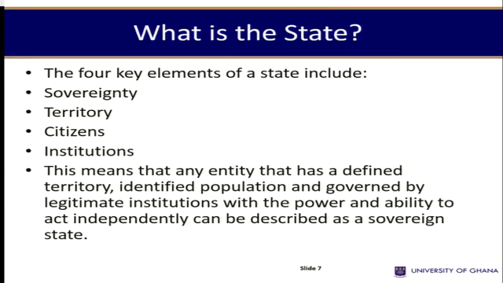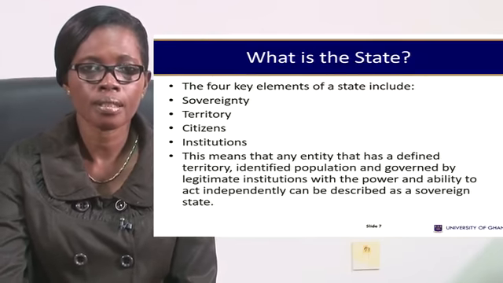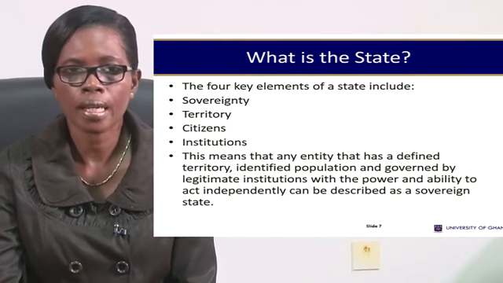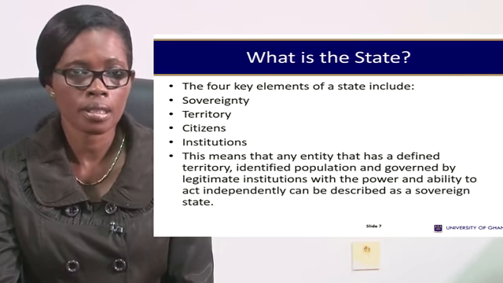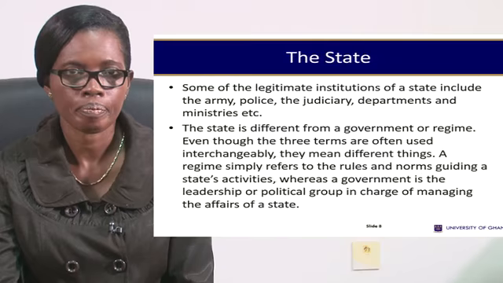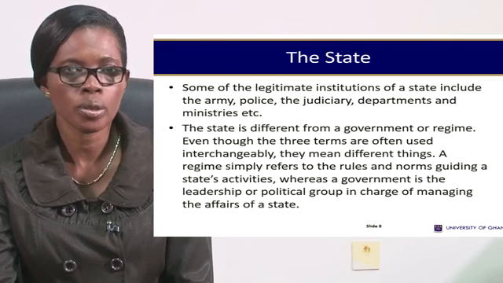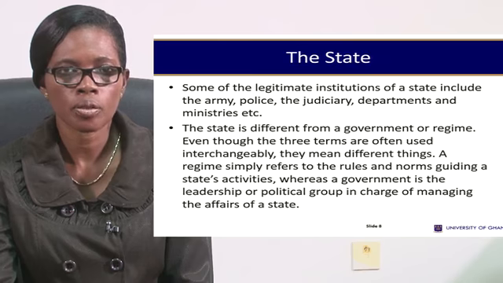4 key elements of a state are sovereignty, territory, citizens, and institutions. This means that any entity that has a defined territory, identified population, and governed by legitimate institutions with the power and ability to act independently can be described as a sovereign state. Some of the legitimate institutions of a state include the army, police, the judiciary, departments, and ministries.